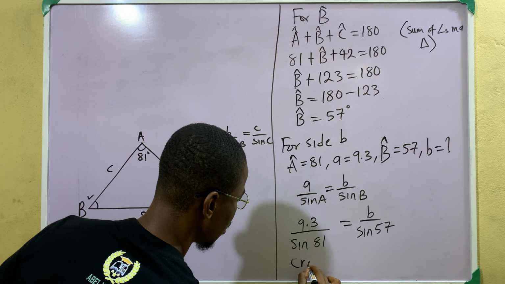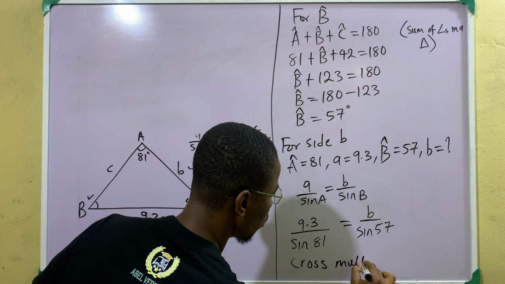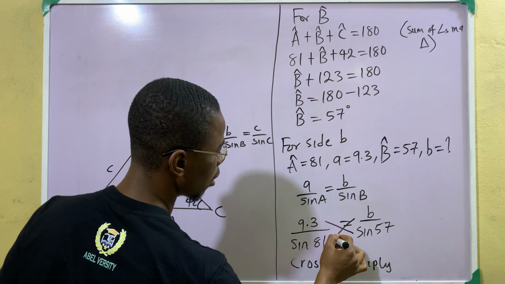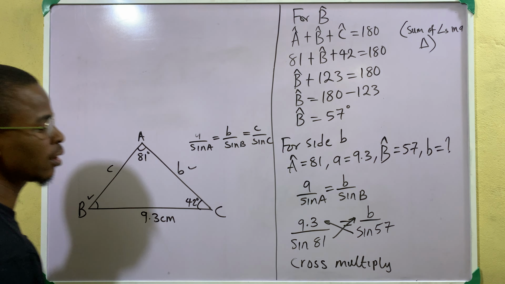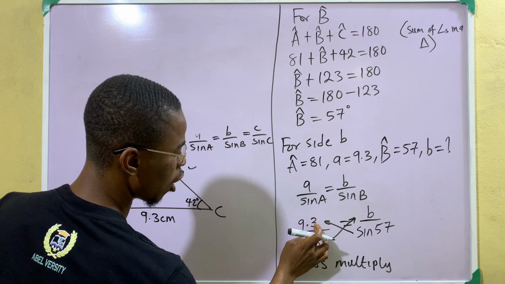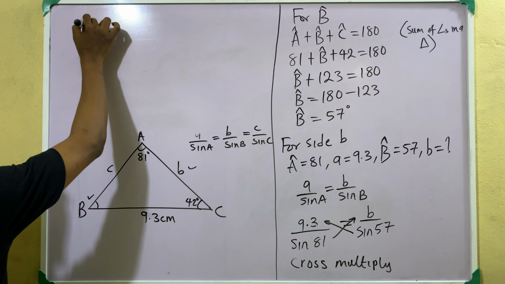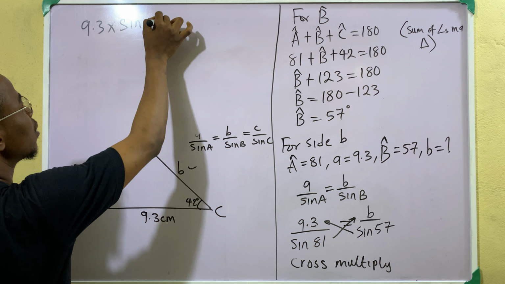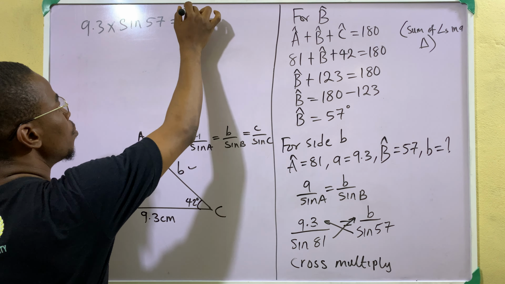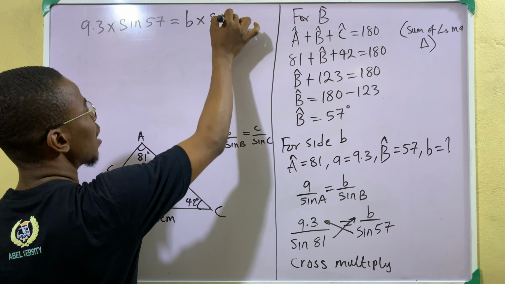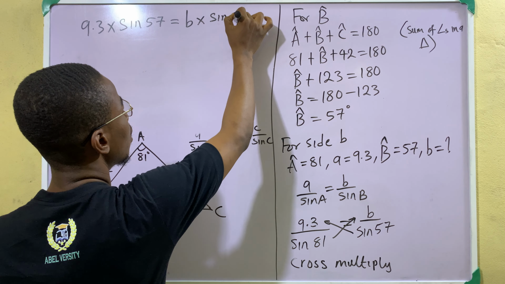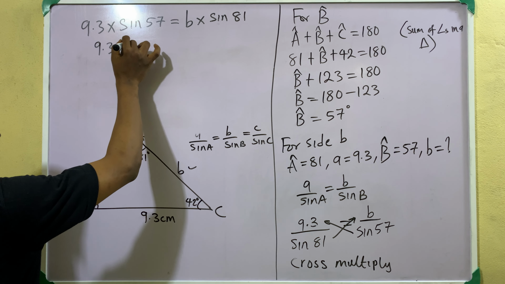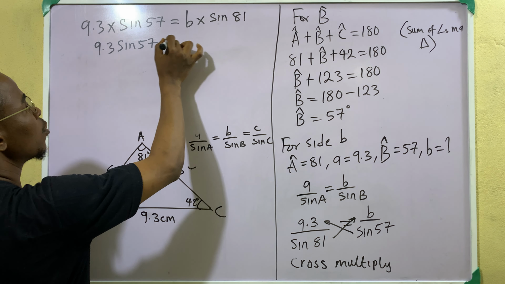I'll say here, cross multiply. Please take note, I want to make b the subject of the formula. So this will go up here to multiply this. It becomes 9.3 times sine 57 equal to b times sine 81. This can be written as 9.3 sine 57 equal to b sine 81.